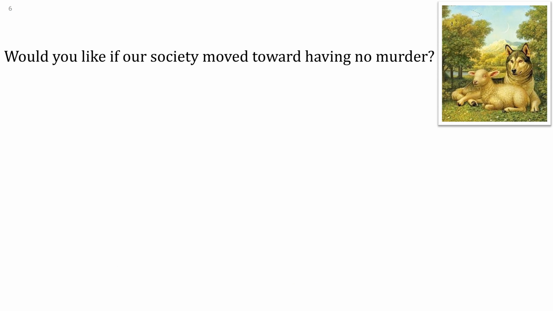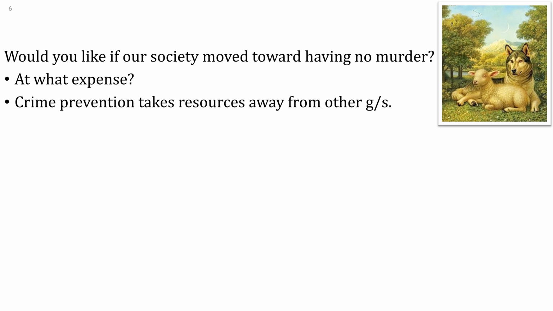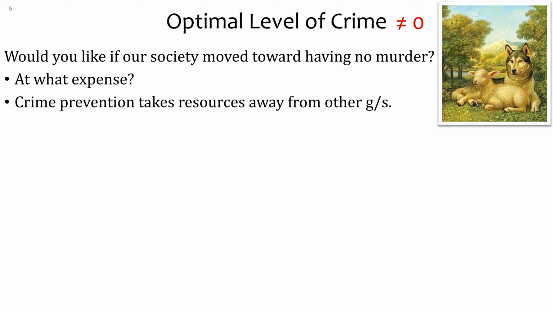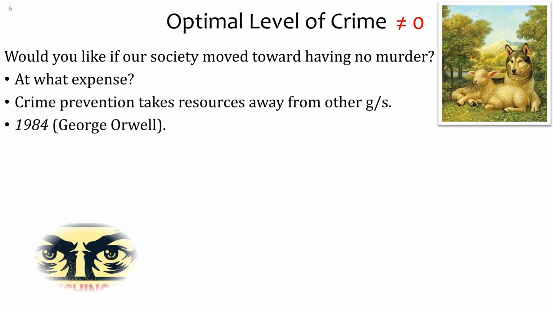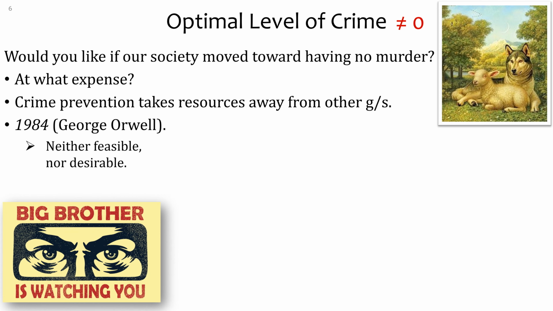Would you like it if our society moved toward having no murder? Your first reaction to any action or any idea should be, at what expense? Because we'll have to draw resources away from other social programs such as defense, education, healthcare, and maintaining infrastructure. So this is a very important slide and the gist of the lesson: the optimal level of crime is not zero, and you should be able to prove it. If you want to have zero crime, we'll get something like George Orwell's 1984. That's neither possible nor even desirable.